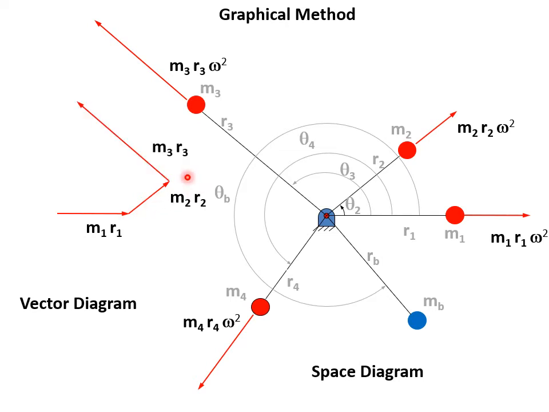Same way, M3R3, the next vector, will begin from the arrow of the previous vector, and it has to be measured from horizontal in the anti-clockwise sense. Similarly M4R4, once again the angle has to be measured from the horizontal direction in the anti-clockwise sense, and at the end we close the vector, whose length will give me MBRB, and the angle of this vector will give me the angle theta B, the position of the balancing mass. So this is the graph.